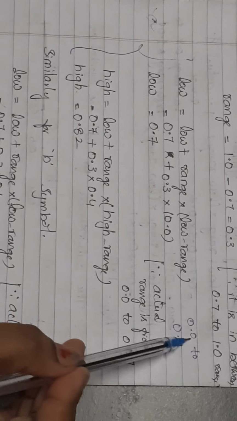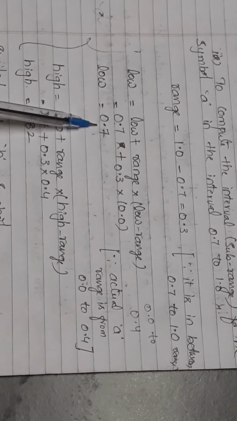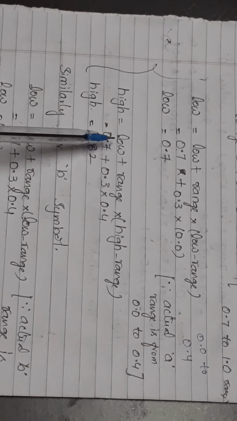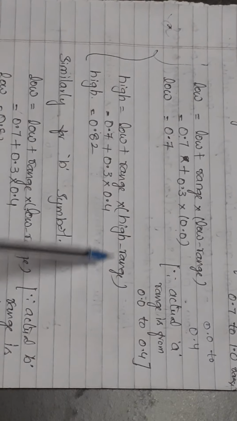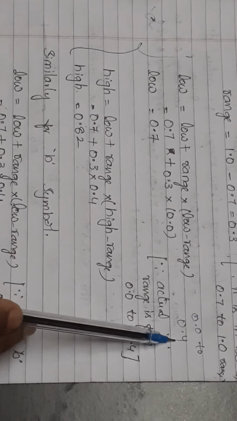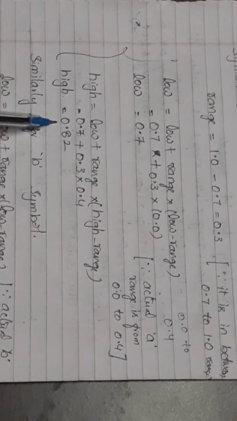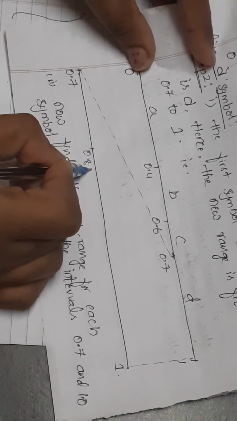So here 0.0 is your low range. Calculate the low value: low is 0.7. Then similarly calculate high. What is the high interval for the next bit? That is low 0.7, range 0.3, and the high range for a is 0.4. So the high interval for a is 0.82. This means the subinterval 0.7 to 0.82 represents the a bit.